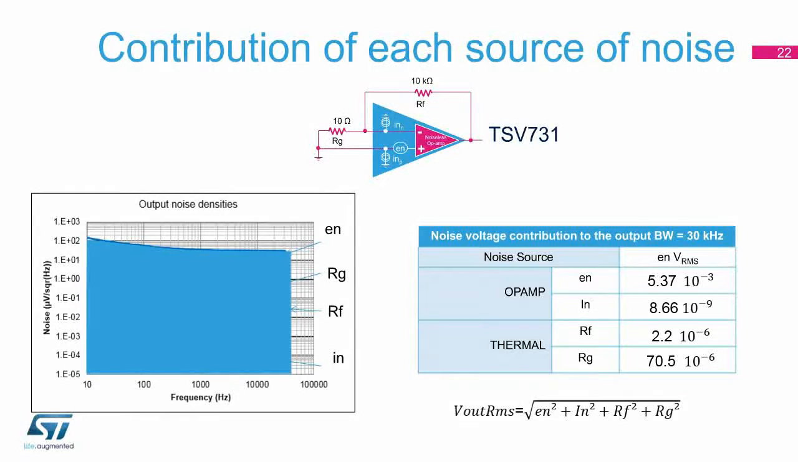We can see that the contribution of the voltage noise of the op-amp is much higher than the other noise sources. However, if no care is taken regarding the value of the external resistor, their impact will become non-negligible. To determine the total error generated by the noise sources, you have to calculate the quadratic sum of each noise source. In this example, the overall output noise will be 5.4 millivolts RMS.